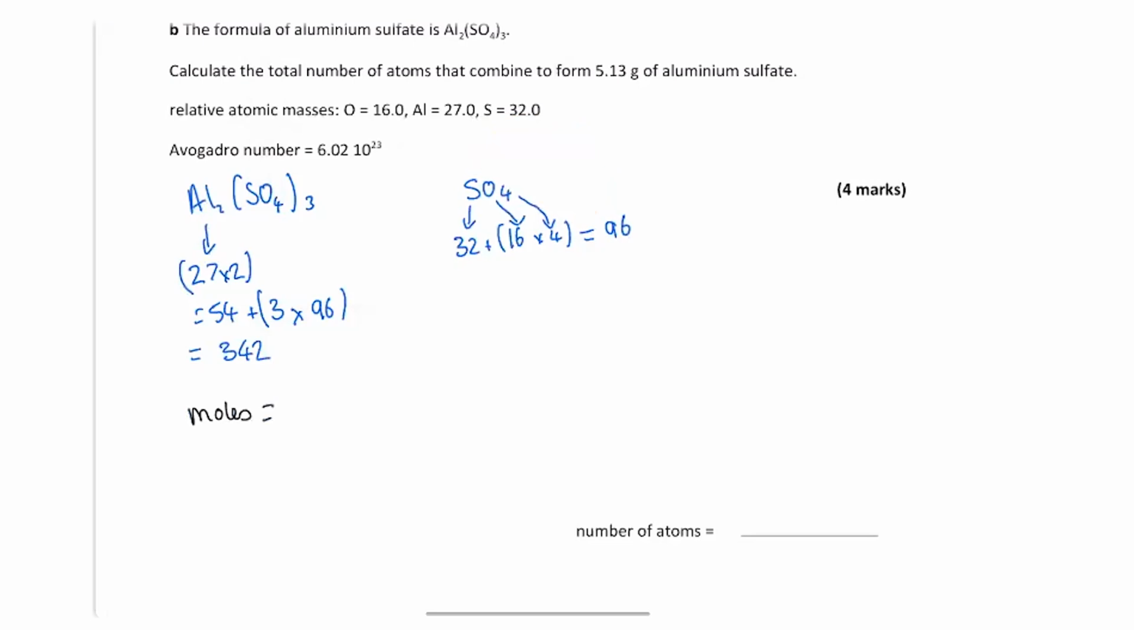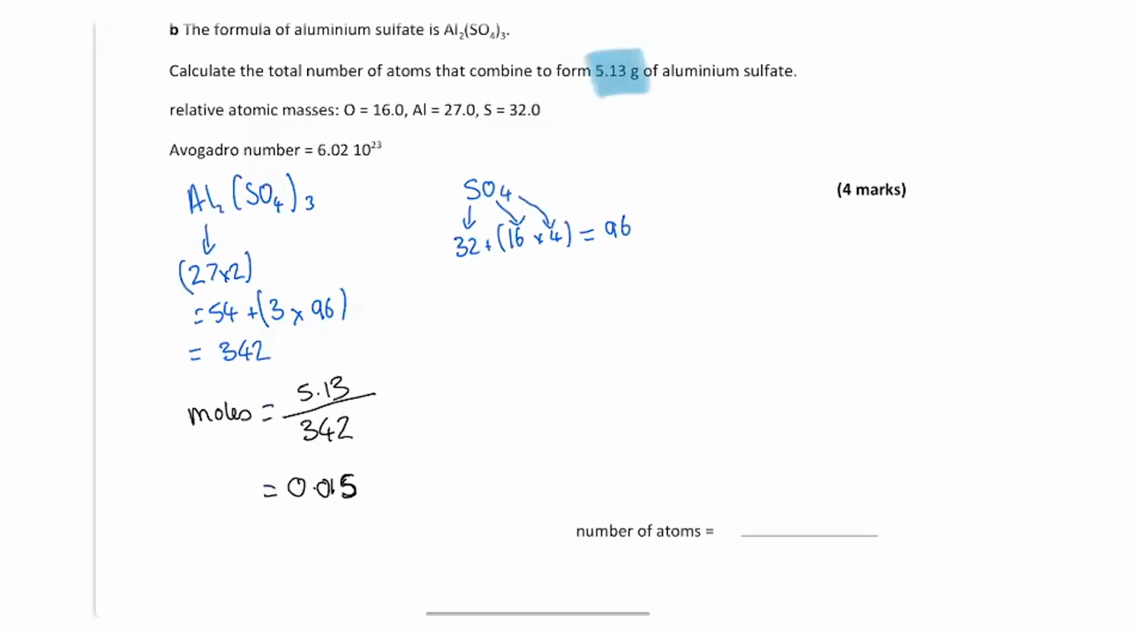So for us to work out our moles, we're going to pop back to the question, because what we need to find in the question is the mass. So there is our mass. So we have 5.13 divided by our MR, which we've just worked out, which is 342, which is going to give us 0.015. Oh, messy 5 there.